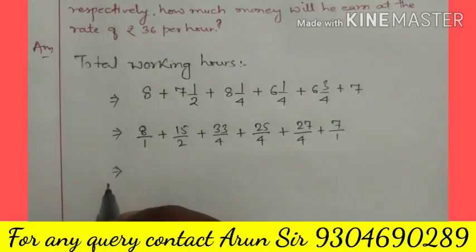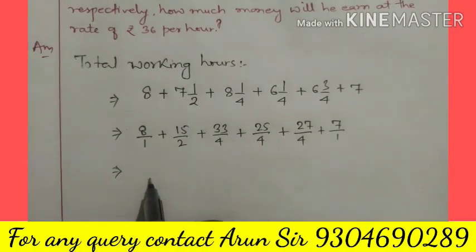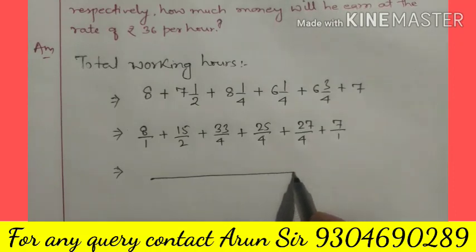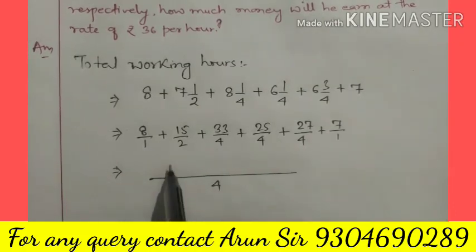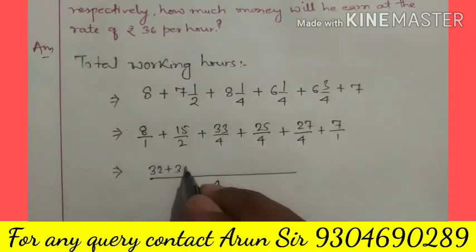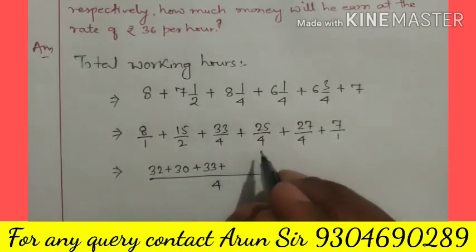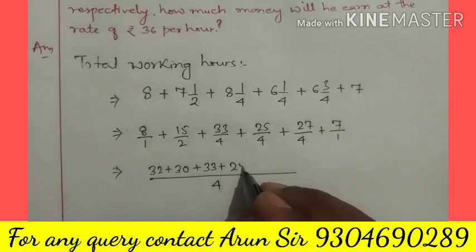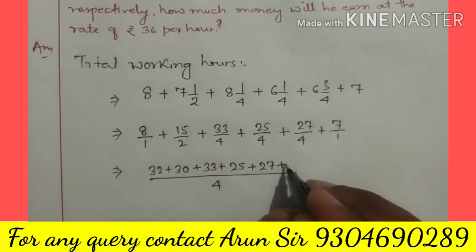Our next task. Here 6 fractions are given. We have to add all these 6. First we will take the LCM. LCM of all these numbers will be 4. 4 1 is 4, 4 8 is 32, plus 2 2 is 4, 2 into 15, 30, 4 1 is 4, 1 33 is 33, 4 1 is 4, 1 25 is 25, 4 1 is 4, 1 27 is 27, 1 4 is 4, 4 7 is 28.